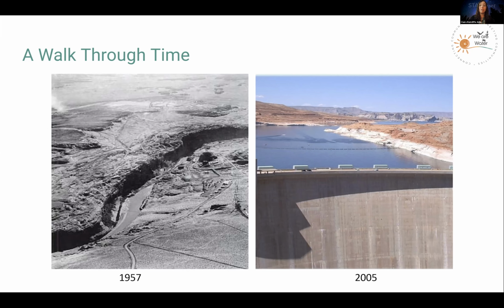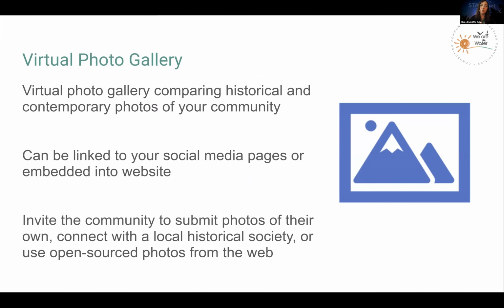This is just one example of how you can open up a dialogue with your community about how human impacts and human interactions with our environment have changed our environment, and what types of lasting impacts that can have on our communities. There are two versions of this activity, A Walk Through Time. The first is a virtual photo gallery. If you have a social media page or a website, you can easily start posting some photos and asking some questions for your community to respond to.